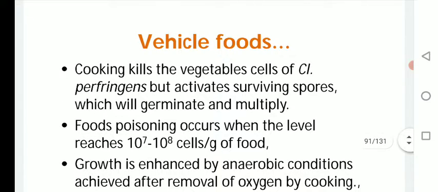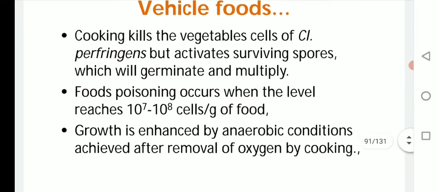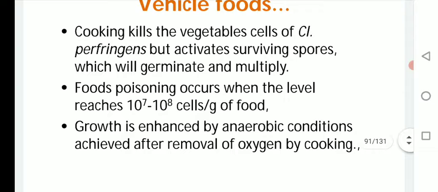So the cooking kills the vegetative cells of Clostridium perfringens but surviving spores will germinate again, and they will multiply again. So food poisoning occurs when the level reaches 10^7 to 10^8 cells per gram of food, and growth is enhanced by anaerobic conditions achieved after removal of oxygen by cooking.